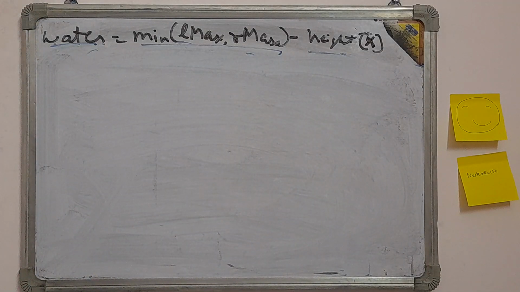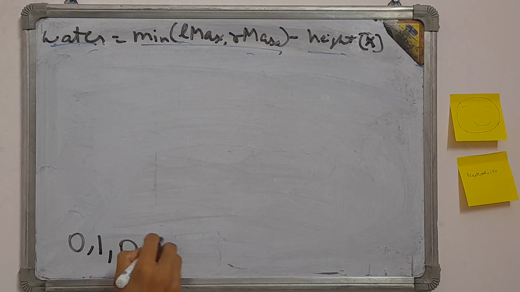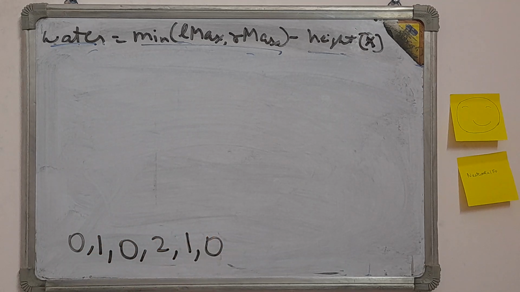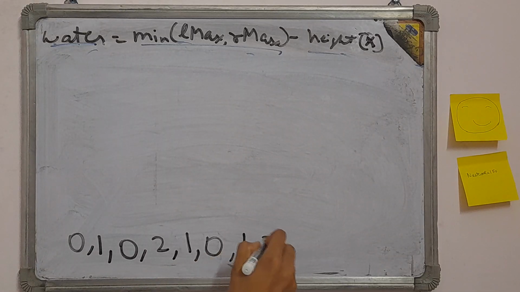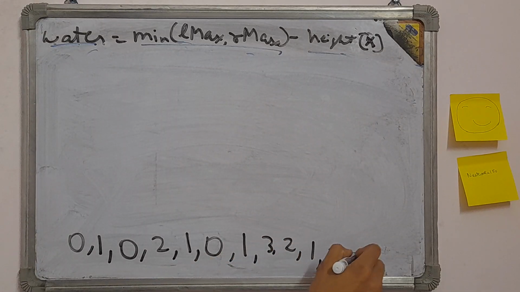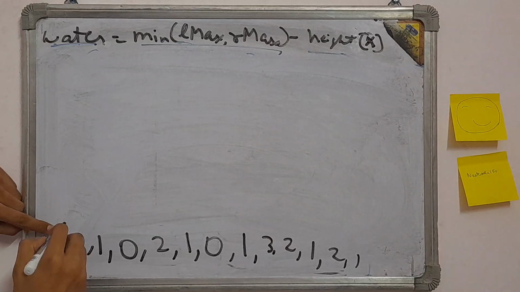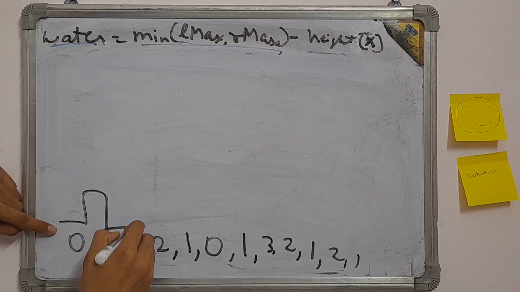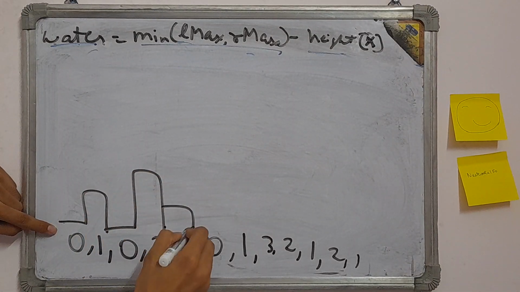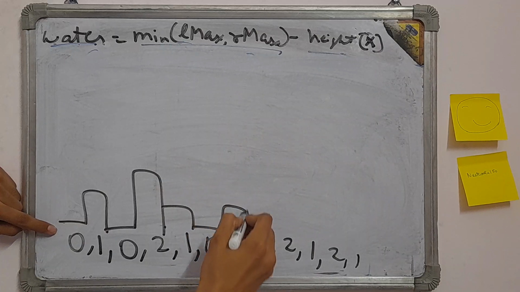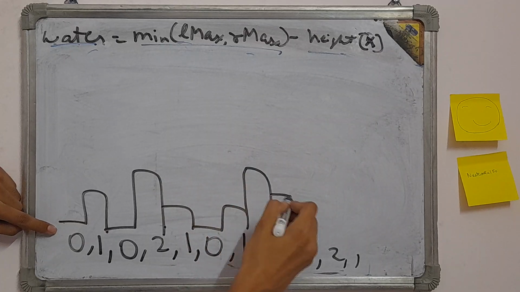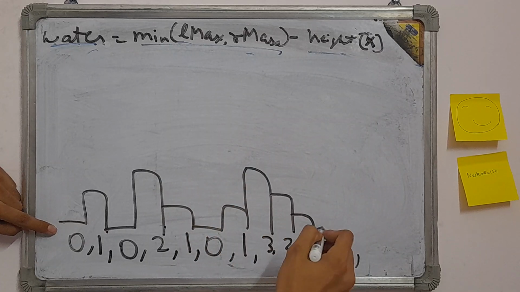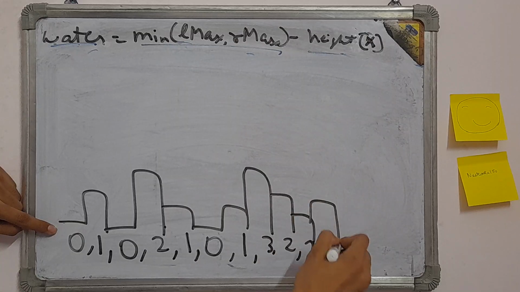Let's take this example again. 0 1 0 2 1 0 0 1 0 2 1 0 0 1 0 2 1 0 1 3 2 1 2 1. Let's make the buildings. It is 0, it is 1 0 and then 2 and then 1 0 1 and then 3, then we have 2, then we have 1, then we have again 2, then we have 1.